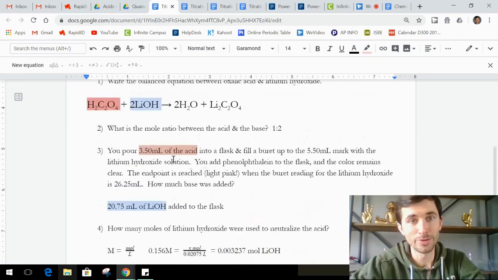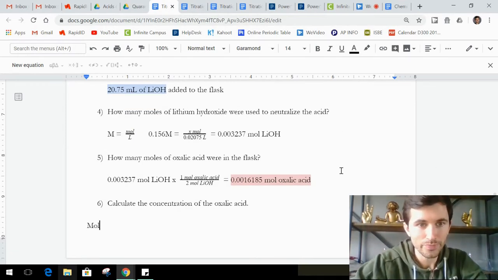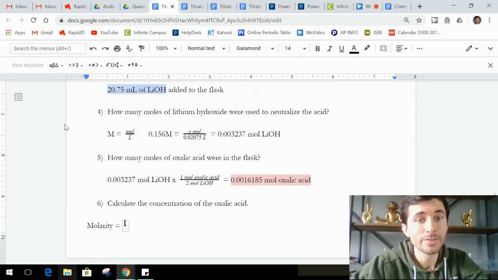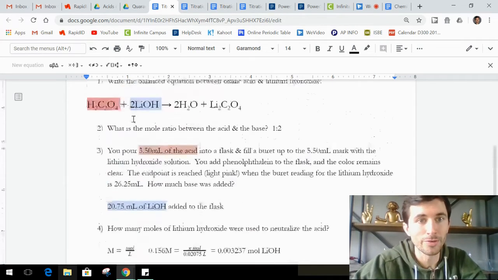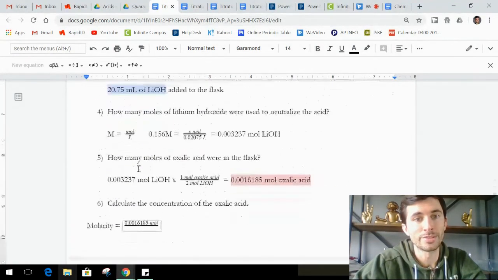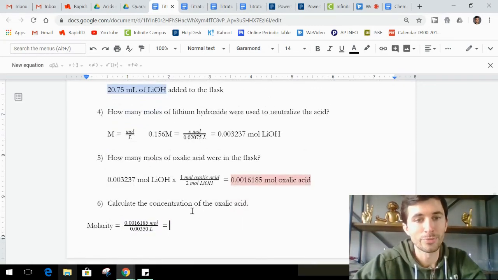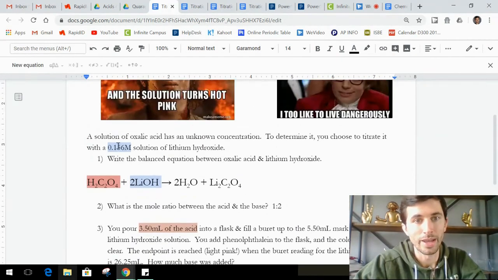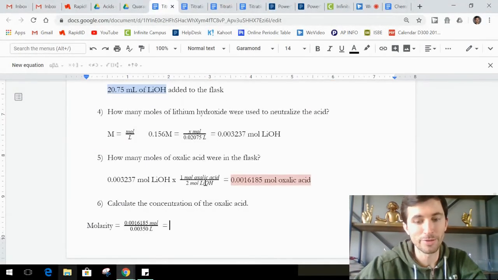So number 6, we have moles, we have the volume. We can solve for concentration. So let's finish by doing that. Molarity is 0.0016185 moles over my volume there. Put it into liters, so 0.00350 liters. I've got 3 sig figs, it seems like. Most things were in 3. Yeah, 3 sig figs in molarity, 3 sig figs in volume. So I'm going to round it to 3.